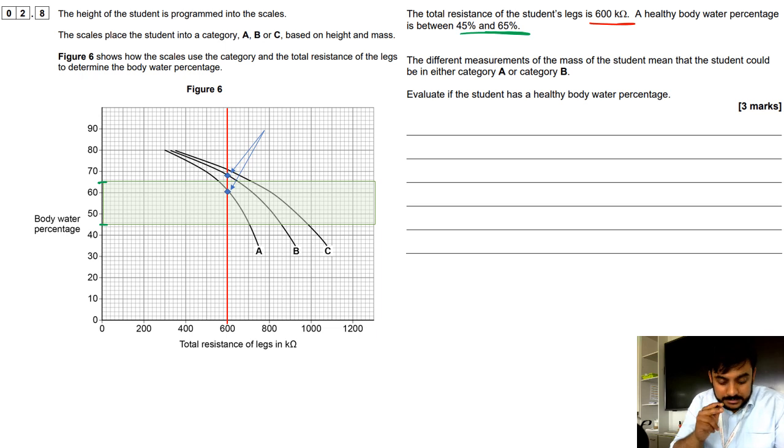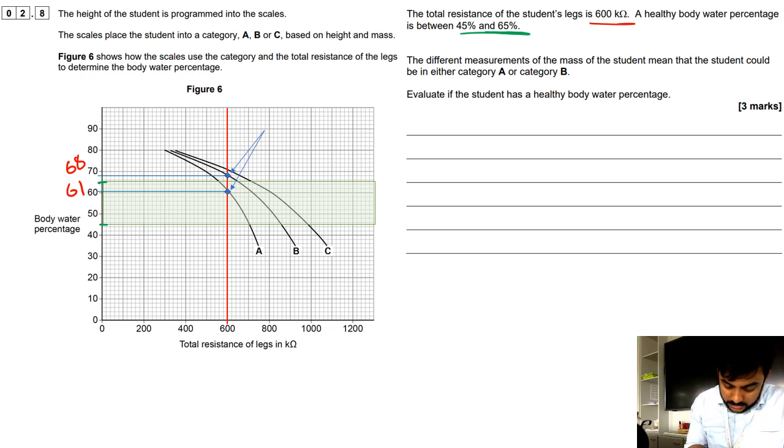We have to first determine what their body water percentage is. In category A, it seems to be around 61, and if they were in category B, it seems to be around 68.